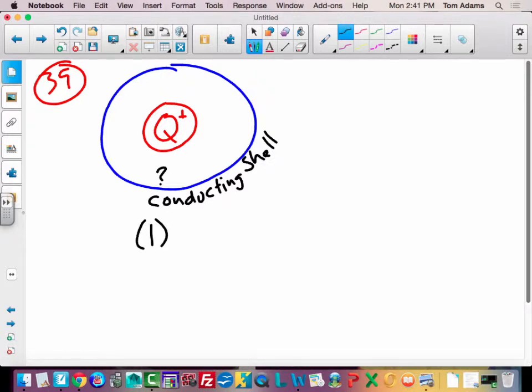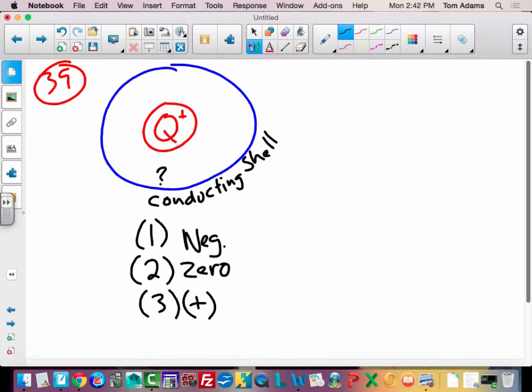It'll either be option 1, negative, option 2, 0, option 3, positive. Okay. And then it says in terms of Q, how much charge is on the interior of the sphere? And so we'll address that in a second.